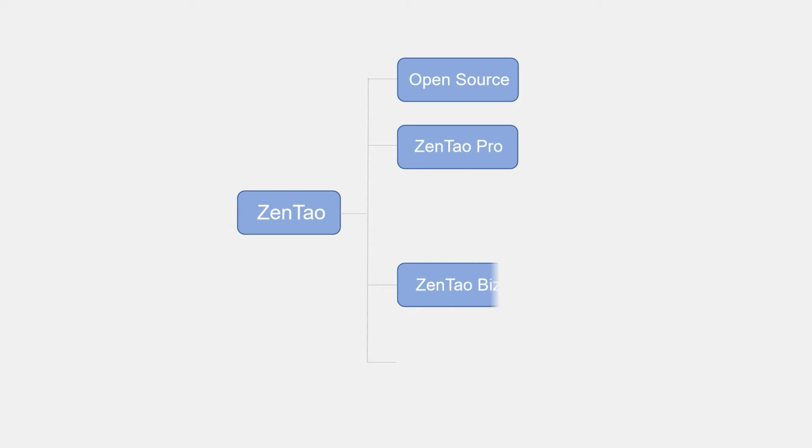Now, I will take the development of Zentao as an example and explain the key concepts in Zentao. Zentao has open source, professional, and enterprise versions, and they are developed as 3 products and managed in agile methodology. Let's see how to manage the development of Zentao version 15 in Zentao.